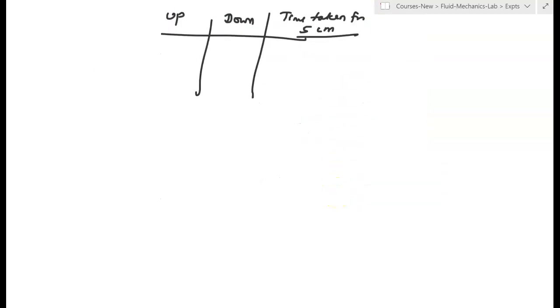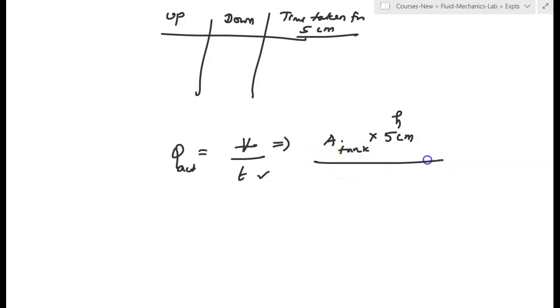Based on this, you will do the calculation and find out the discharge coefficient of this particular Venturi-meter setup. Now how will you do this? The actual volumetric flow rate is the volume of water collected over time. Time you have already noted. Volume of water collected is the area of cross section of the tank times, let's say if you have collected for 5 centimeter, which is actually H. So this gives the volume. Time you have already noted. So this gives the actual flow rate.